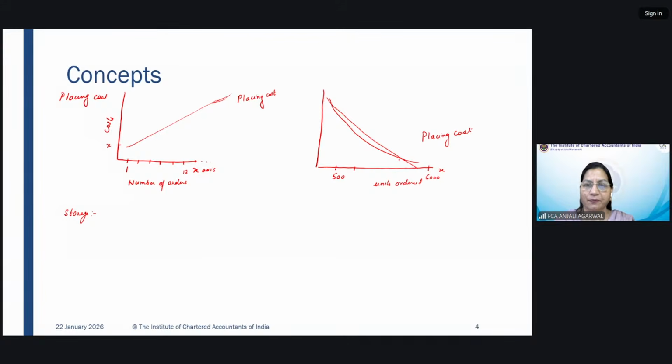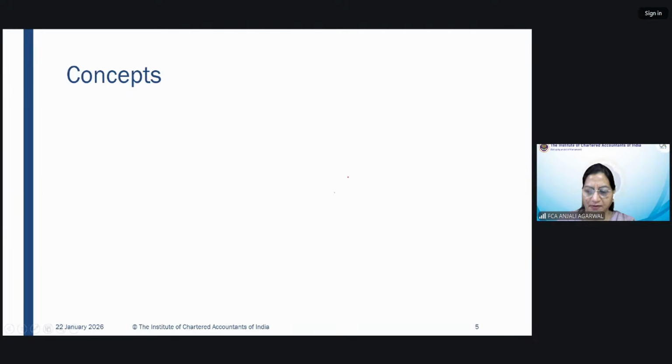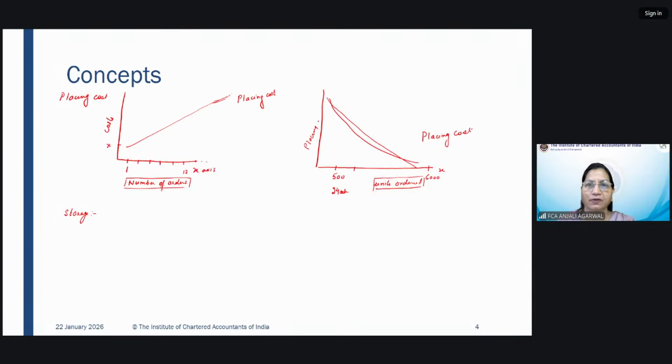For my understanding, this diagram is under units or how many units we ordered. In that case, placing cost will be reduced, correct, ma'am? Right. So when you are placing an order for only 500 units, indirectly this means that you are going to place 24 orders. This corresponds to 24 orders. On the y-axis, is it the number of orders, ma'am? No, y-axis is cost.